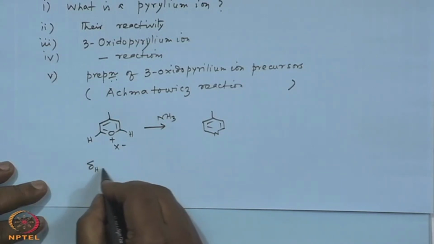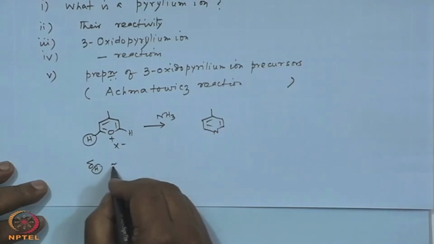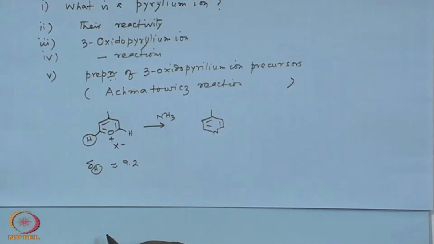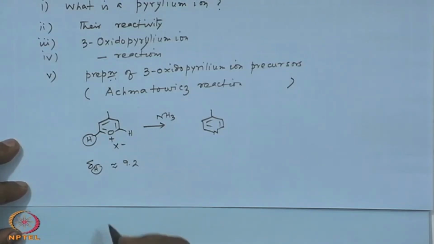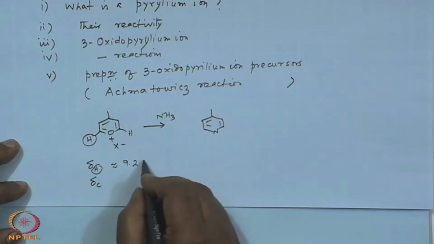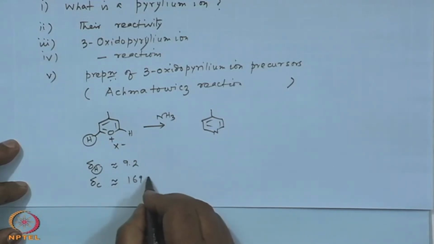So, delta H of the 2 hydrogen is approximately 9.2 ppm. That signifies that this hydrogen could be aromatic. Not only that, the delta carbon, this C2, when I talk about the C2 or C6, is approximately 169 ppm.